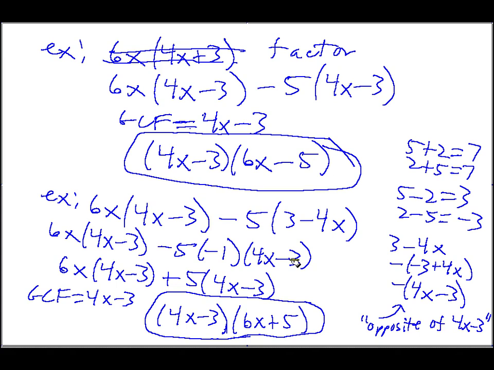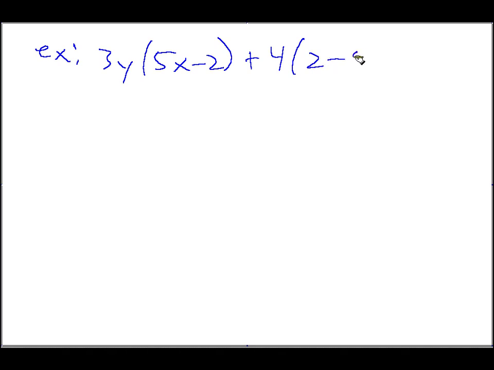Okay, let's try another one. Let's try this one here. Let's go and try this problem right here, all right? So let's look at 3y times 5x minus 2 plus 4 times 2 minus 5x. Okay, let's try that one here. All right, so what happens now? So now what happens is that the order is switched around. Can we see that for the 5x minus 2 and the 2 minus what? And the 2 minus 5x, right? Hopefully we can see that without too much trouble.